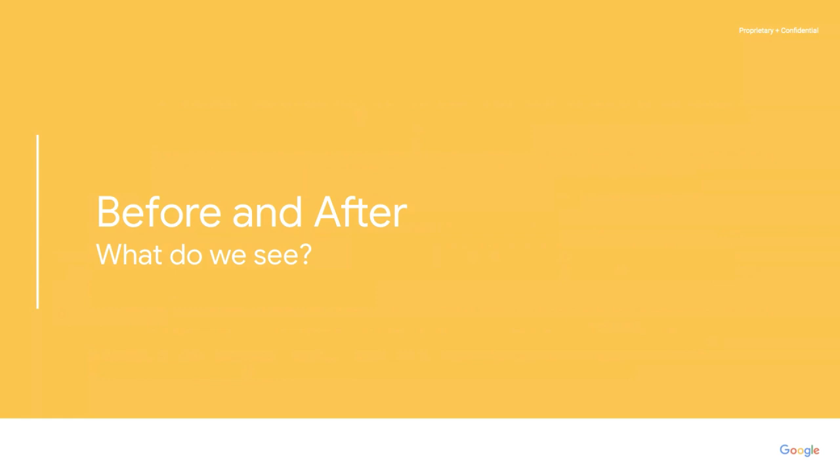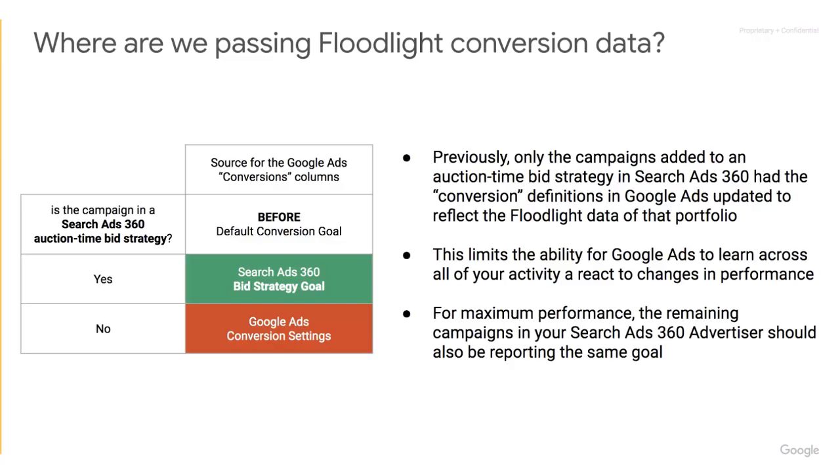So from a comparison standpoint, today, before the launch of default conversion goal, if the campaign is included in a Search Ads 360 auction time bidding bid strategy, it will use the bid strategy goal. And if the campaign is not included, it will keep using the Google Ads conversion tracking in the Google Ads UI. Like I said, this limits learning and reduces the volume of data available for auction time bidding to perform in the best way.